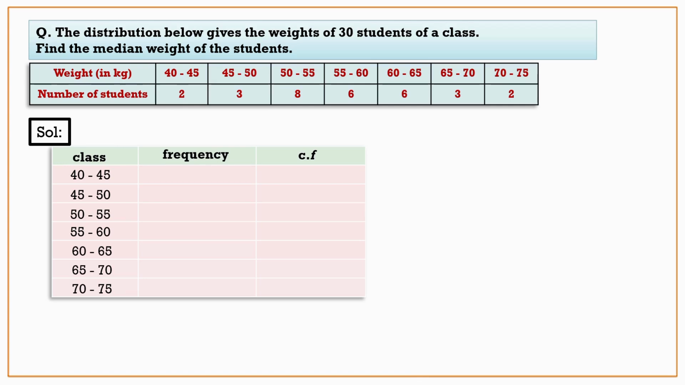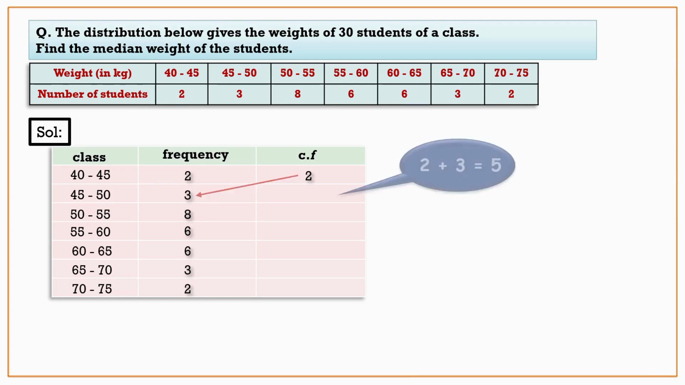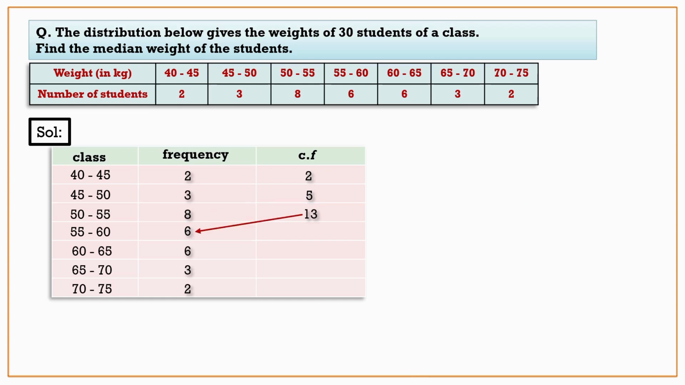So for class, we will first copy the class interval. Also the frequency we will copy. And now we will find the cumulative frequency, that is the addition of the subsequent 2 frequencies. So let us keep on adding like this. If we add the current frequency with the next frequency, we will get the next cumulative frequency.